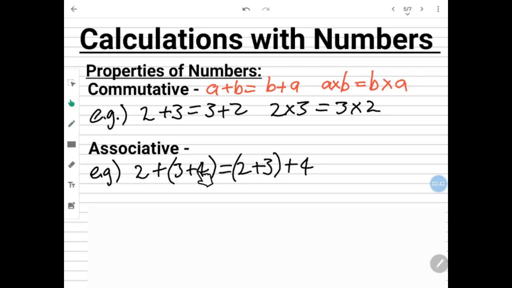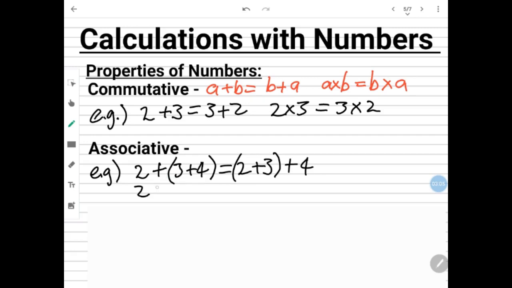2 plus (3 plus 4): 3 plus 4 is 7, plus 2 is 9. Or (2 plus 3) plus 4: 2 plus 3 is 5, plus 4 is also 9. So it doesn't matter where you put the bracket, if it's with these two or with these two, the answer will be exactly the same. And the same thing applies when you multiply.